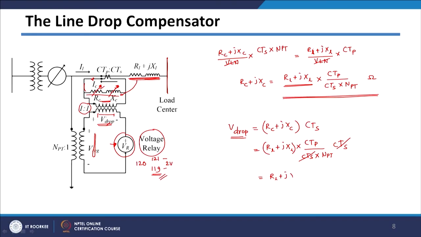So, RL plus JXL multiplied by CT primary ratio divided by your turns ratio will give the drop across this one. Depending upon this drop which is happening here, as I told you, this drop is proportional to the impedance of this particular feeder. So, that drop we are considering here. Depending upon current in the CT primary, the drop will change. As the CT primary current changes, this drop will change. So, this is how your line drop compensator works.